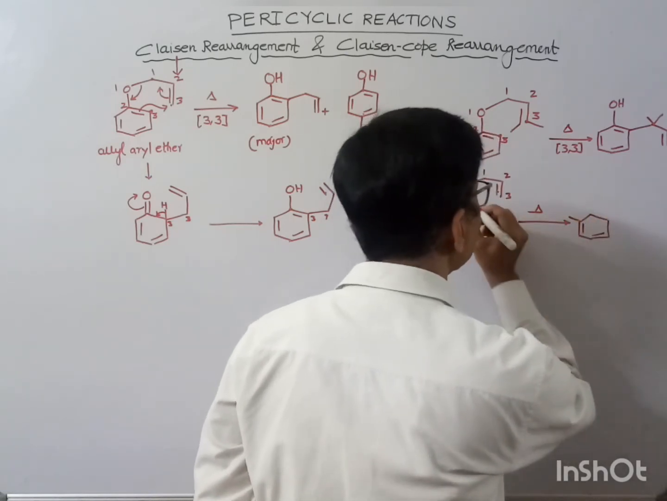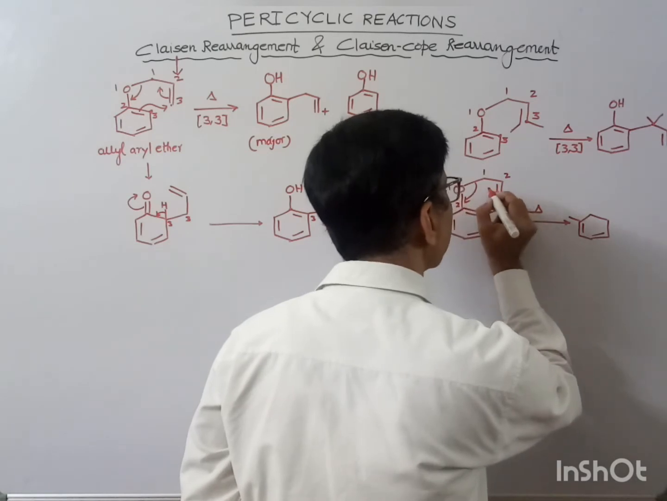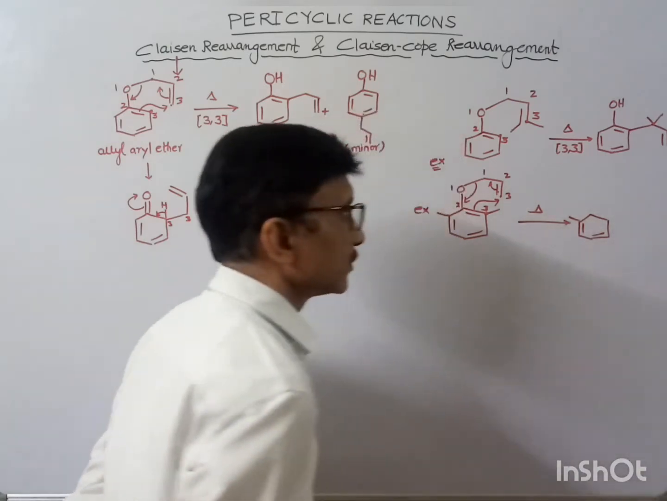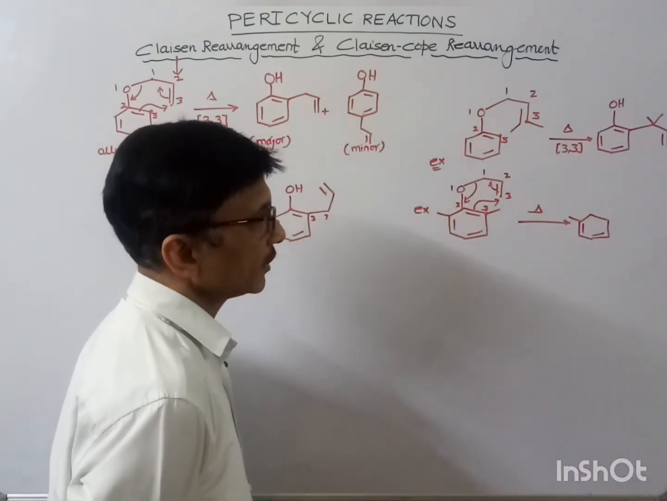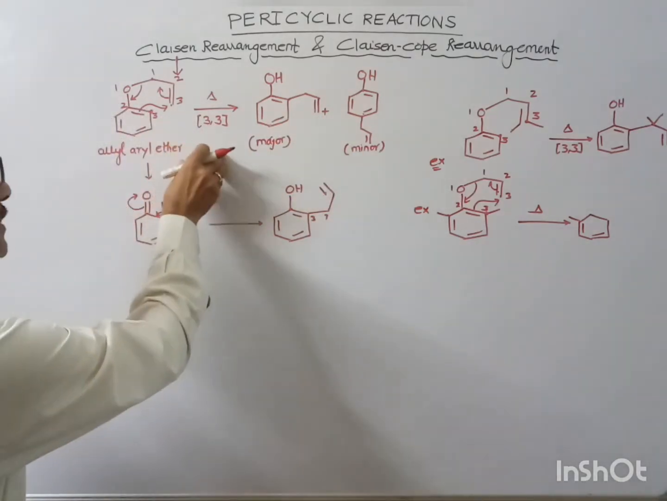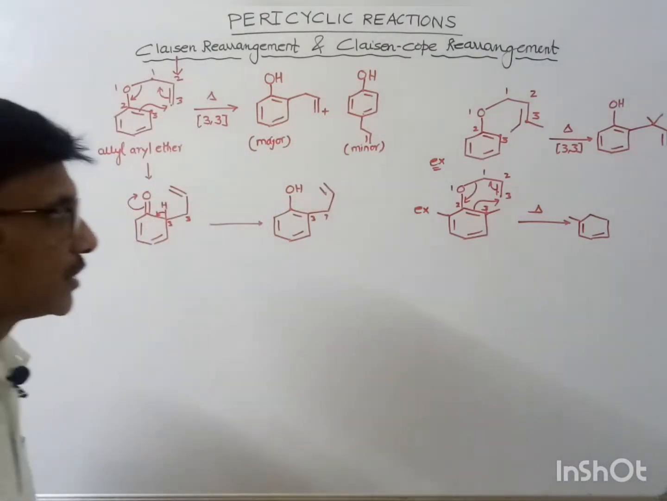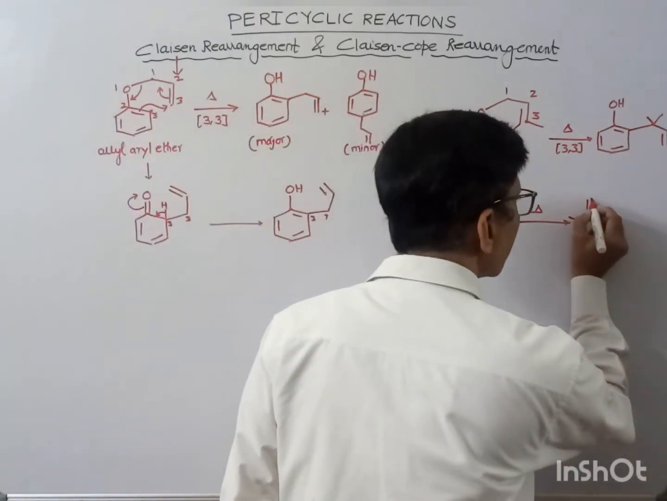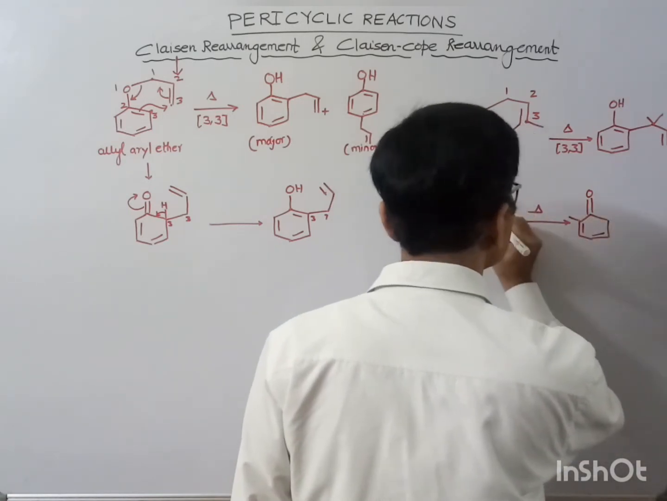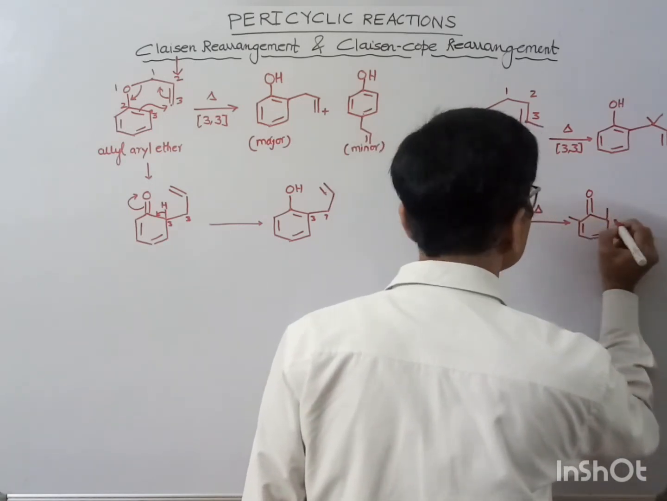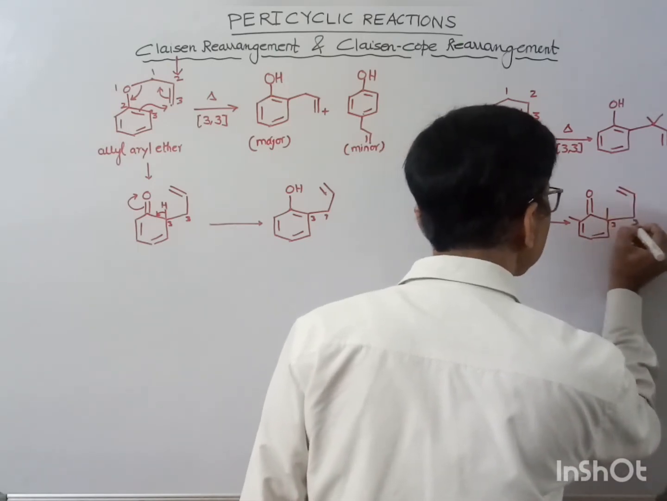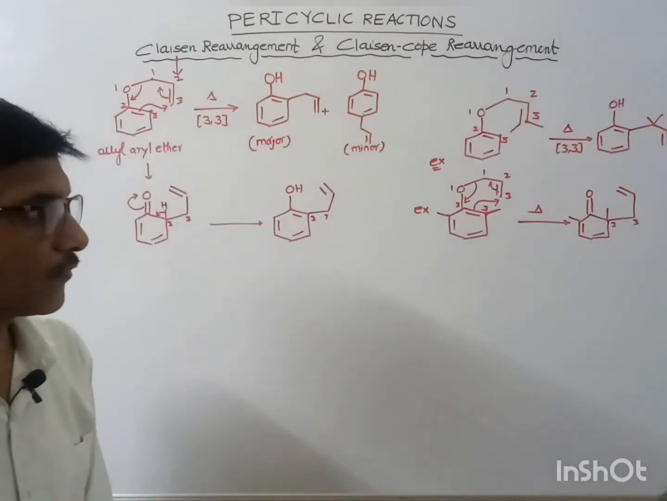Now, this bond under thermal condition, the cyclic shift of electron will start and you will have a cyclic transition state over here. A cyclic transition state is formed over here. So now a double bond, C double bond O, and we have this methyl group over here, and one of this 3-3 bond is formed over here. This is a new 3-3 bond which is formed.